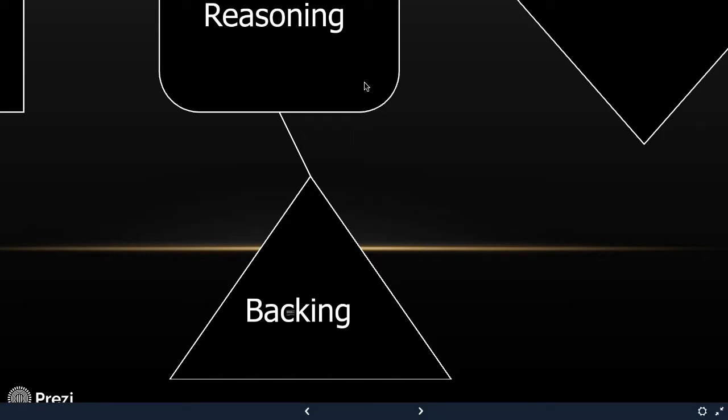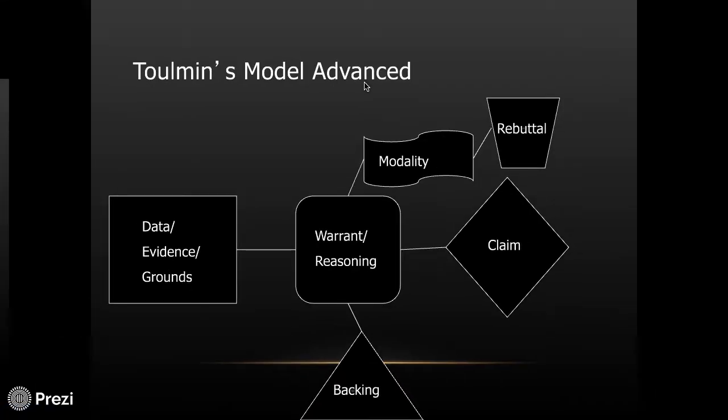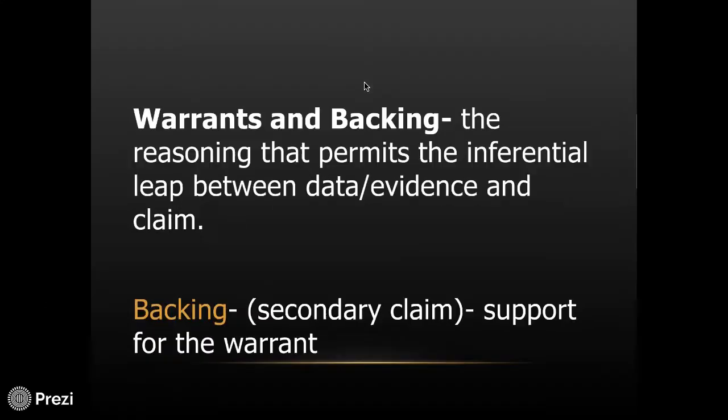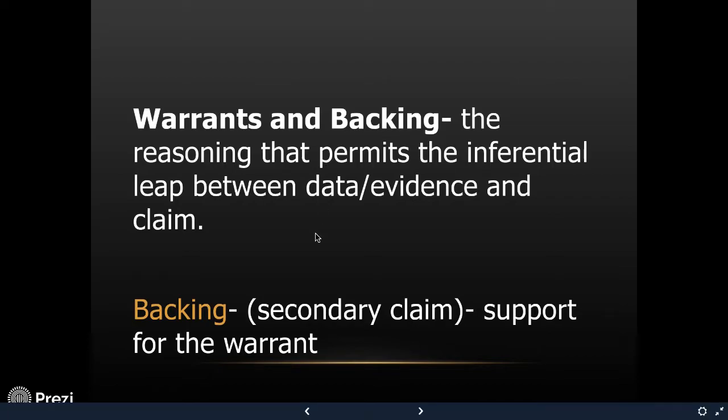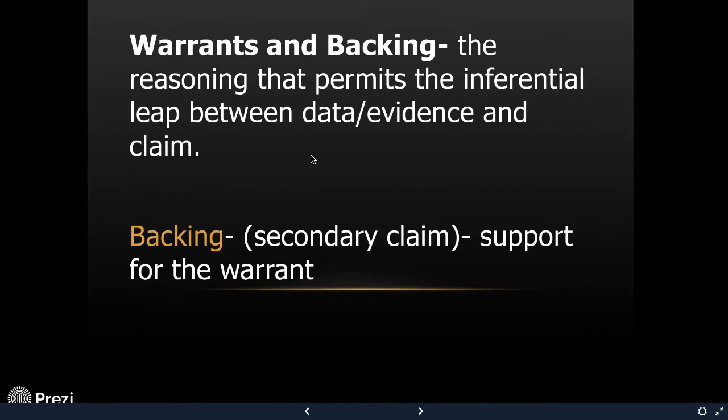So we have modality, rebuttal, backing. And a lot of these things we embed into an argument. Backing is essentially an additional claim, secondary support for the warrant. So warrants and backing are the reasoning that permits the inferential leap between data, evidence, and claim. No real difference there. What backing does is give you that secondary claim, that secondary support for the warrant that we had.